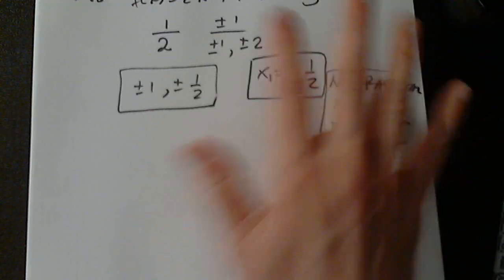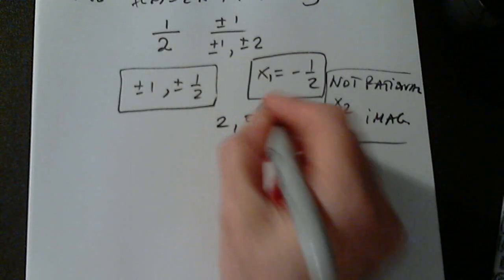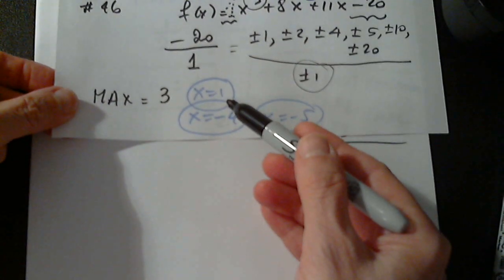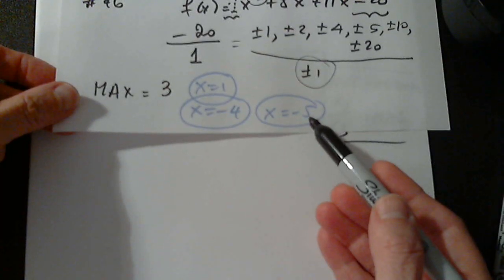And this theorem is only for rational zeros. A rational number can be 2 or 5, right, as we had before. This is a rational number. It's 1 over 1. This is a rational number, -4 over 1. Rational number, -5 over 1.